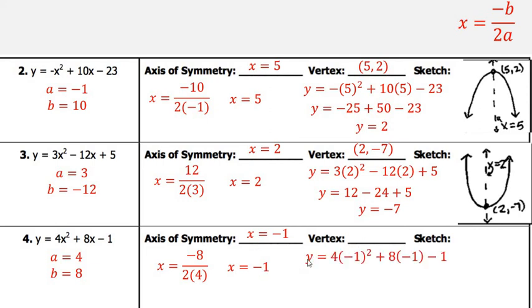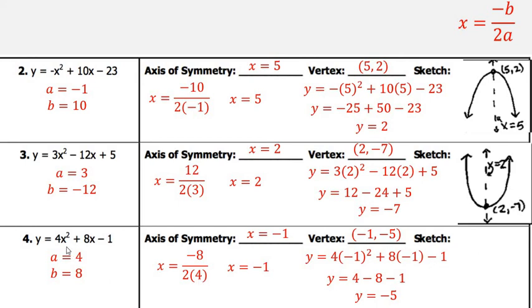Now, substitute the -1 back into the quadratic. Make sure that you, right here, put -1 inside parentheses and the 2 on the outside. And when you put all this at one time into the calculator, you'll come up with y equals -5. Write it as an ordered pair, and you see it's -1, -5.